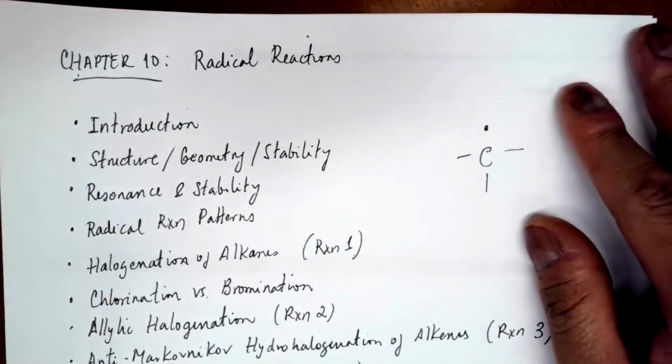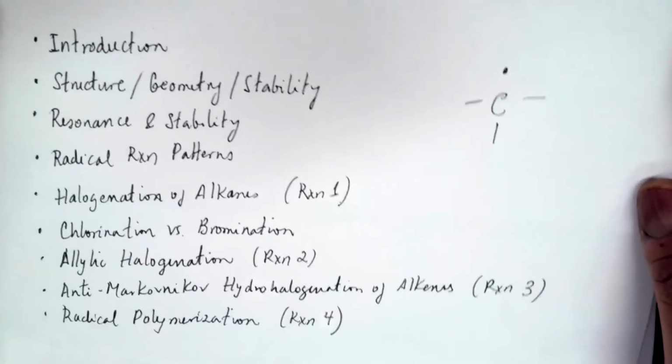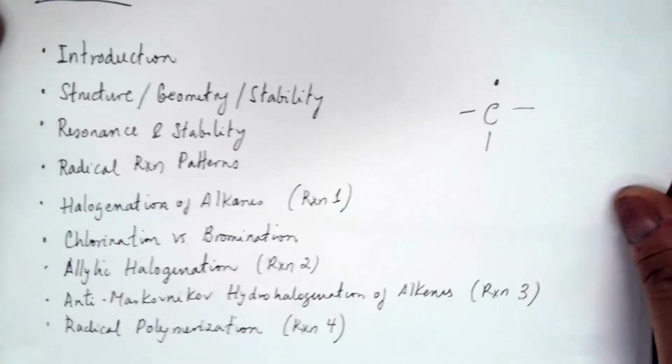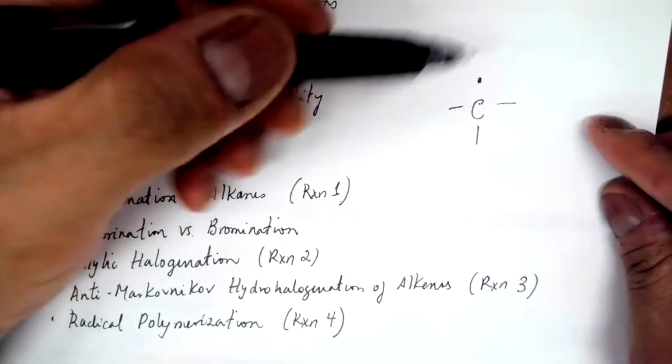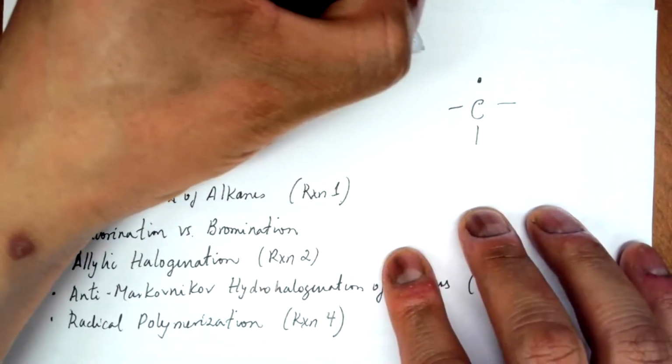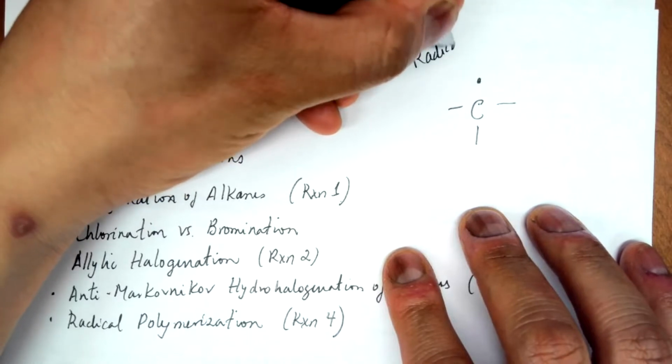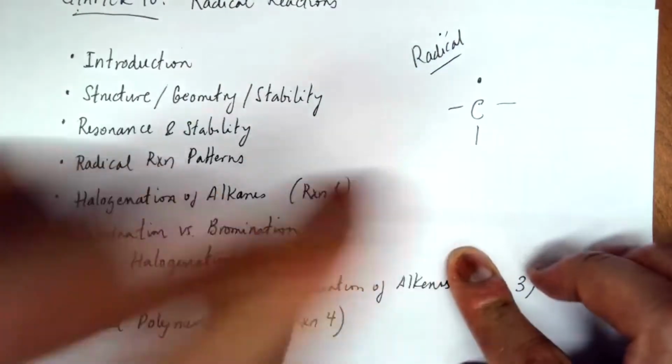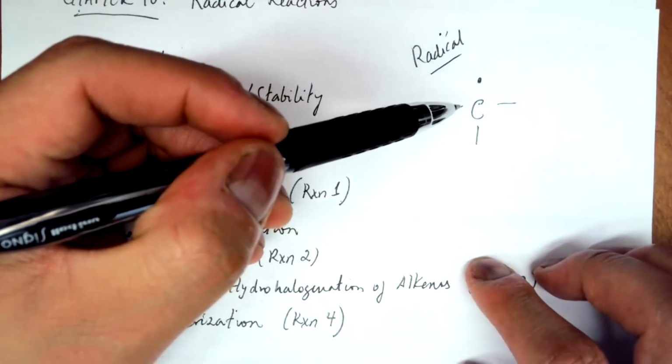for chapter 10. It looks long. It's a lot of concepts that we're going to be learning, but to be honest, it's not that long, right? So this one is the structure of a radical. This one is what we named a radical. As you can see, by definition, a radical is a species that has an unpaired electron.